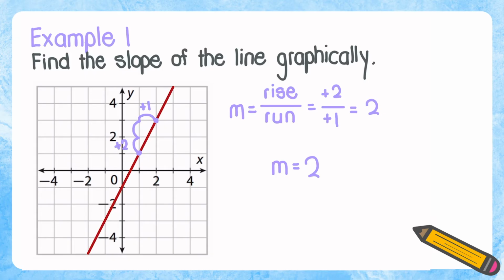We had our rise, so that's the positive 2. The rise is the positive 2, the 2 going up. And then the run is the positive 1. We went to the right 1. So we found the slope, m equals 2, by looking at how to go from one point to another on the line. Notice here that we have a positive slope because it's going uphill.